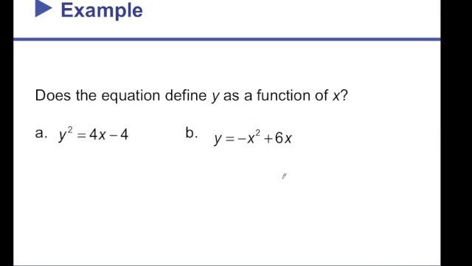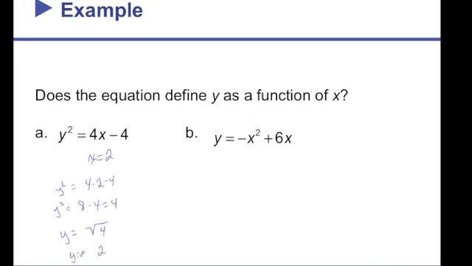Here we need to determine, is y a function of x? That means for each x, there's only one y. I want to show you something with this first one. Let's say x was equal to 2. So it would have 4 times 2 minus 4. Y squared equals that. Y squared equals 8 minus 4, or 4. So y would be the square root of 4, or 2.